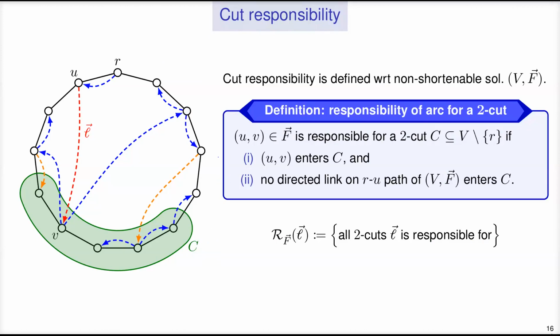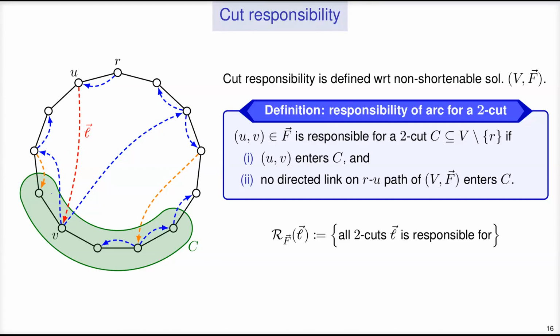So let's look at the example here. In this example, we have a 2-cut C, and there are three directed links that are entering. Each one of them is actually covering the 2-cut, so that one is fine. And so which one do we pick as the one that's responsible? Here we exploit a nice property of those non-shortenable solutions. Namely, it turns out that if you take one of those orange entering links and follow it backwards to the root along the arborescence, at some point you will traverse the red link. And it turns out this is true also for the other orange one we have here.